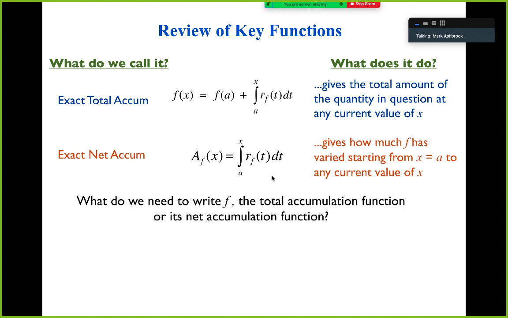Yeah, this is a huge point. All I need is the rate of change, how fast the quantity is changing at every moment. If you know how much the quantity is changing at every moment, and you want to know how much of it you have, that means if we know the rate of change, we can write down either exact net accumulation or exact total accumulation. Okay? All right, so let's practice.